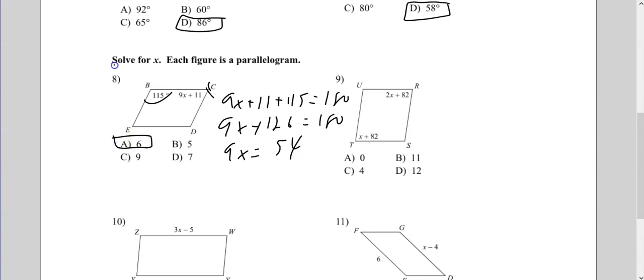Now remember, it's just asking you to solve for x. That's it. If it wanted you to find the angle, you'd plug in 9 times 6 is 54, plus 11 is 65. All right? Now in this one, opposite angles are equal. All right? These are both slightly acute angles. Okay? So we're going to say they're equal to each other.